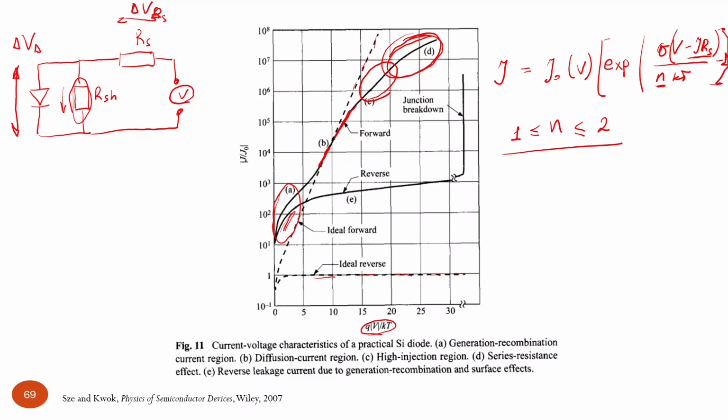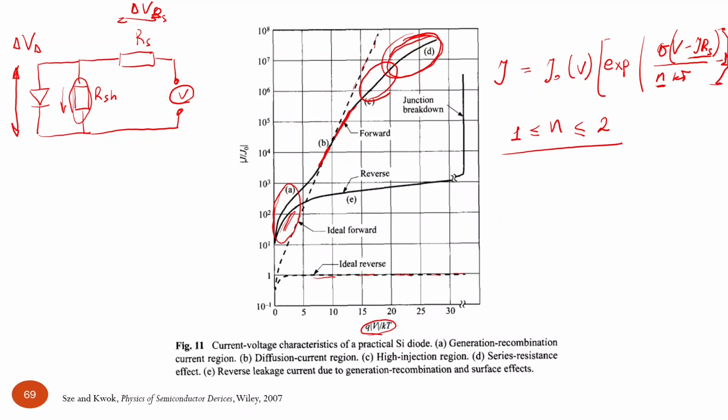So this fact should be taken into account, because every device possesses some series resistance. It is small, and the smaller it is, the closer we will be to the ideal current voltage characteristic, but it never equals 0, and this factor should be taken into account. So this is pretty much everything that I wanted to tell you about the current voltage characteristic of PN junction.